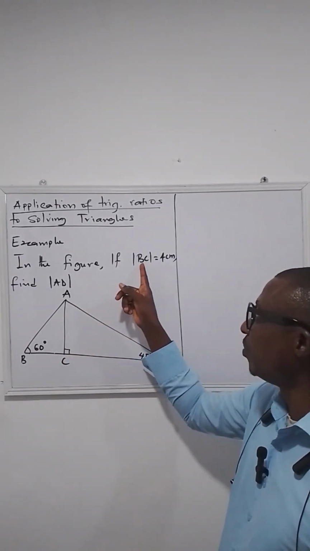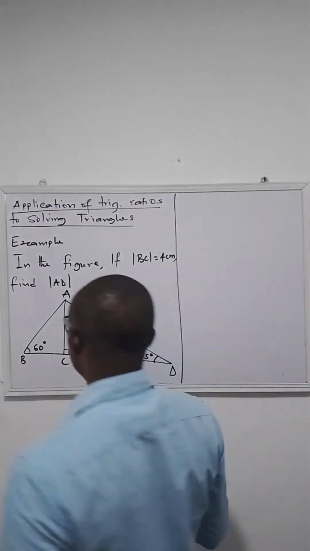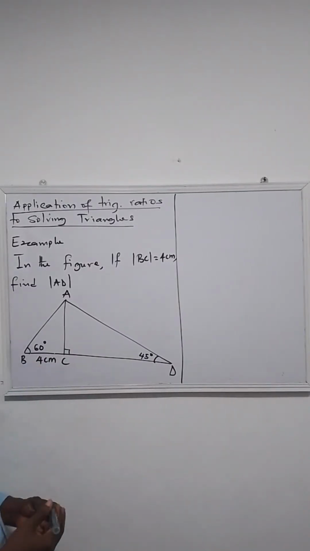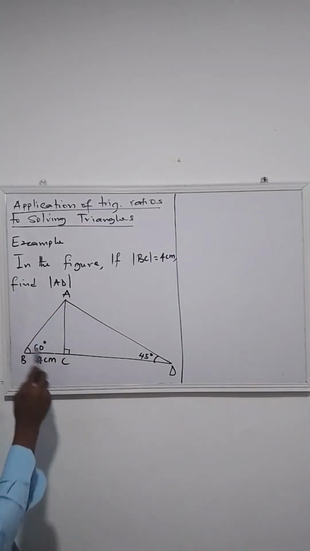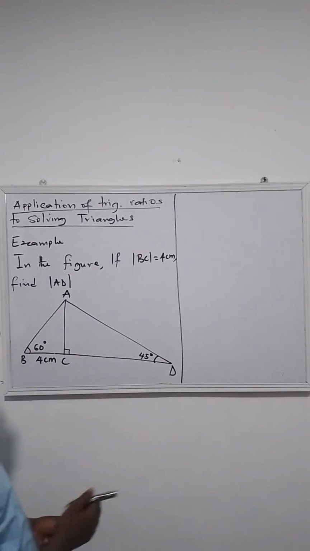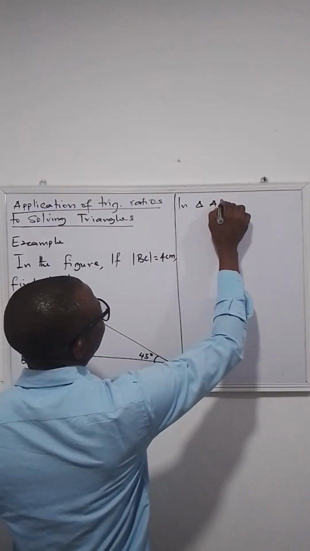We are given side BC. BC is given to be 4 centimeters. So that means I will consider triangle ABC, which is a right angle triangle. All right, so I will start by saying, in triangle ABC.